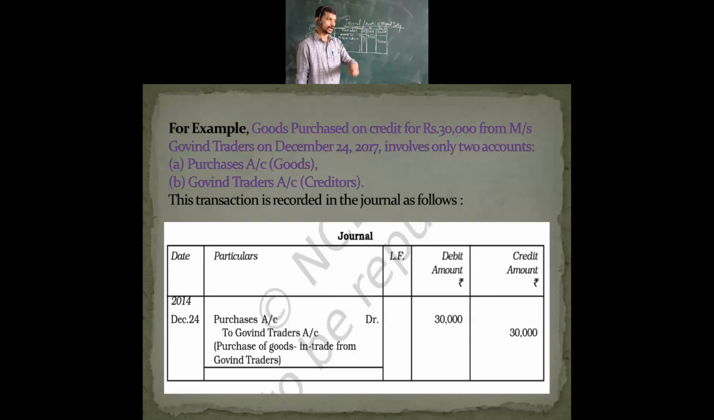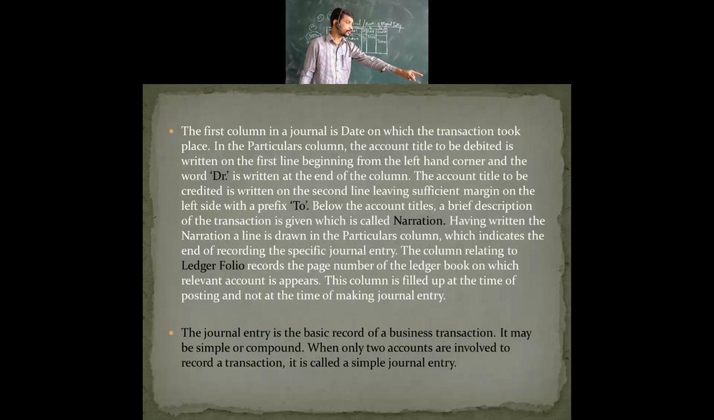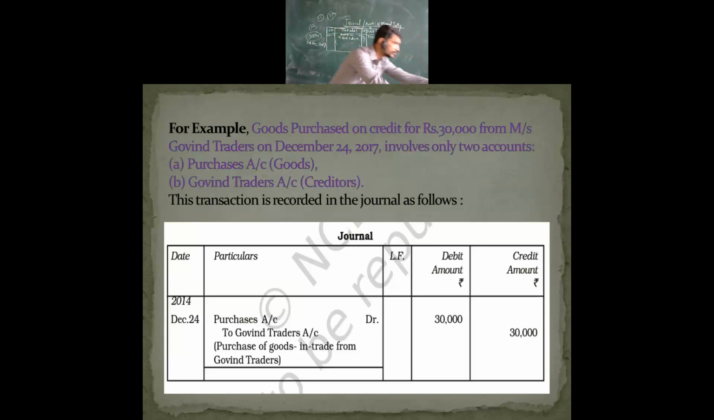This involves only two accounts. Which are the two accounts? Here I have told you, when only two accounts are involved, it is a simple journal entry. Remember this. You need to know only two accounts are taken over here. In this, you are going to see the purchase account, goods you have purchased, and the second one is Govind Traders, the creditor over here. Remember these things. Then this transaction is recorded as follows.